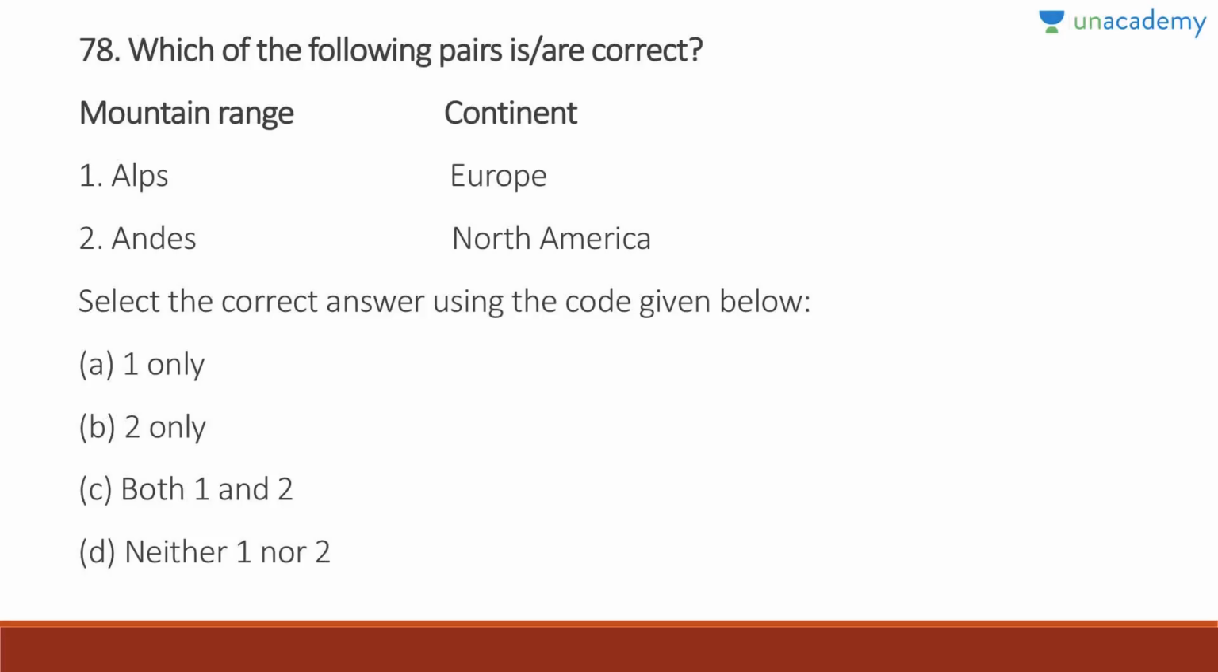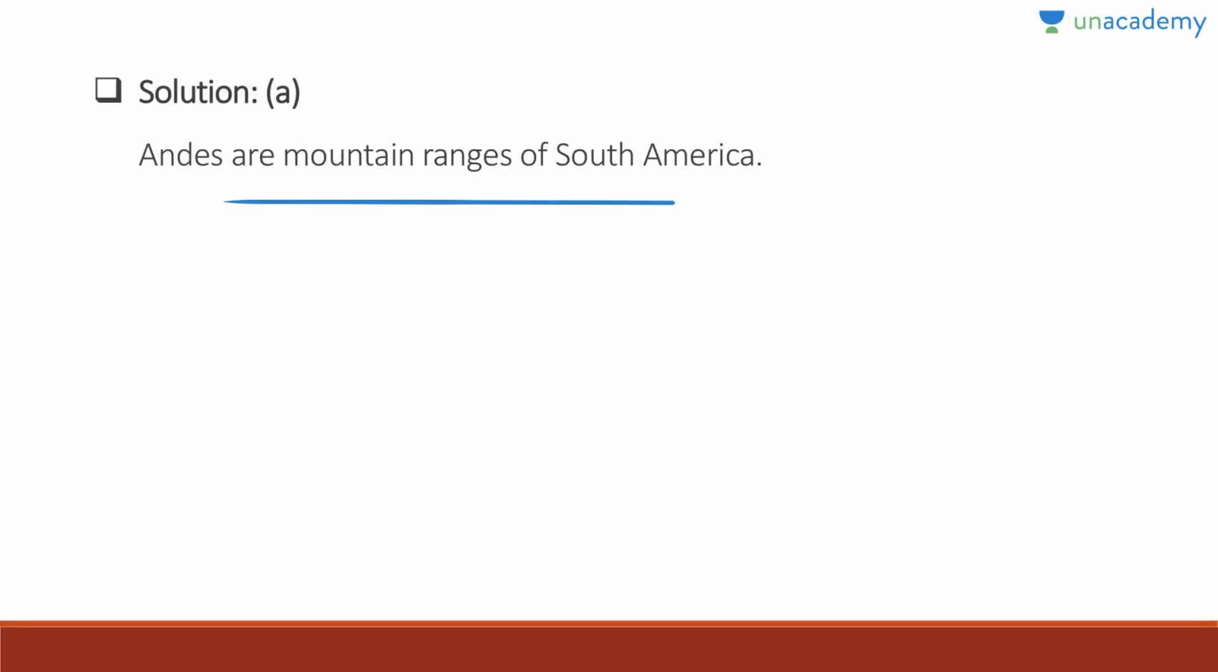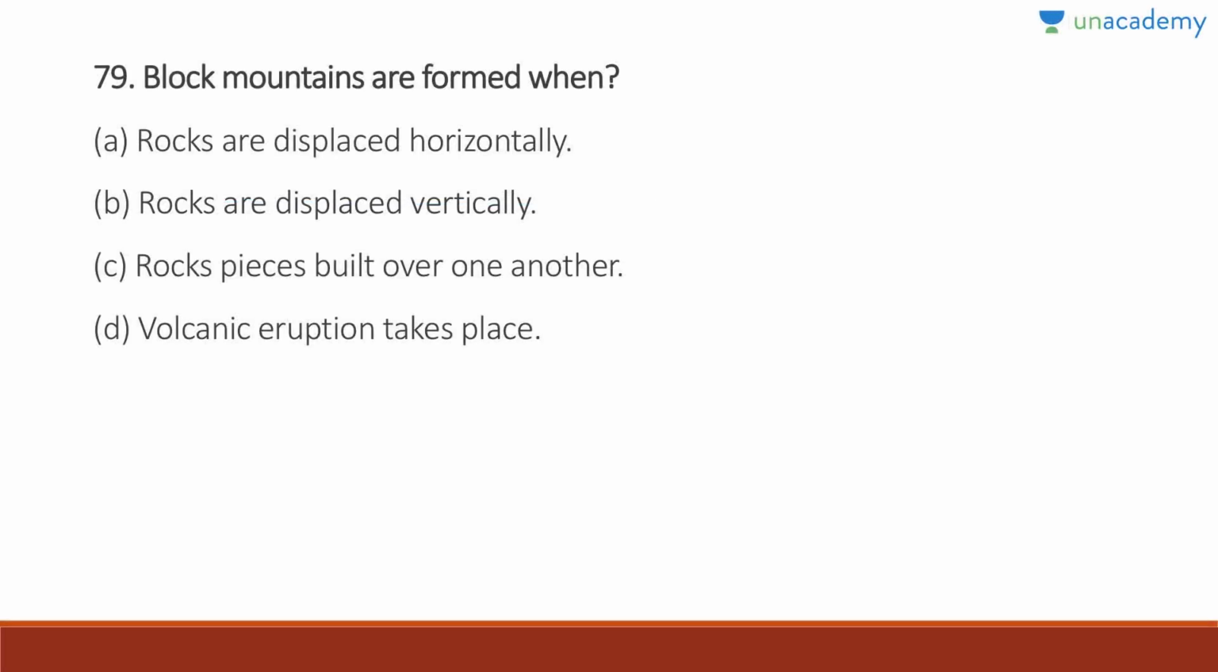Which of the following pairs is correctly matched? Mountain range with the continent. Alps is in Europe. Yes, this is correct. Switzerland, Germany, France, Italy, etc. Andes is in North America. This is wrong. Andes is in South America. It is the world's longest mountain chain and it runs through Chile and all these countries. So answer here is A, 1 only. So the Andes are mountain ranges of South America.